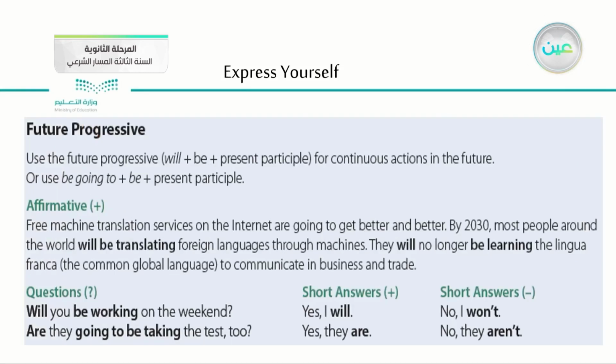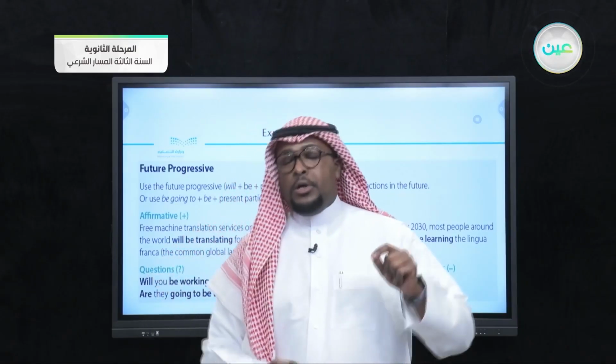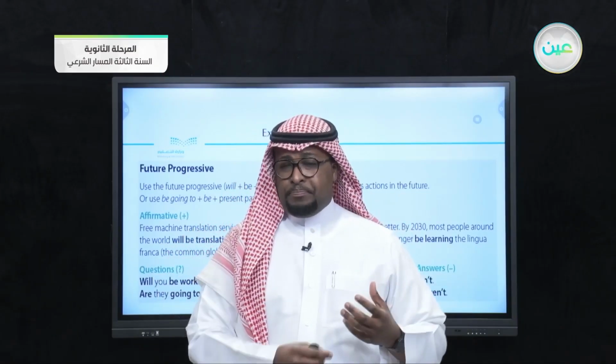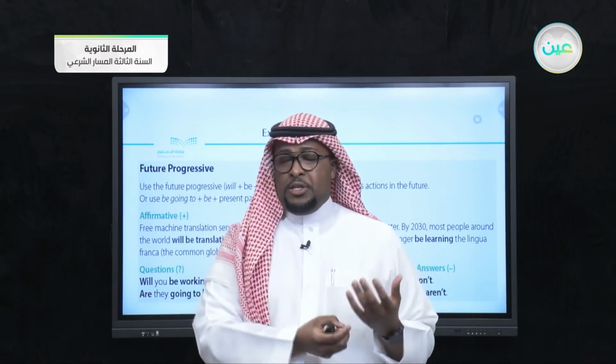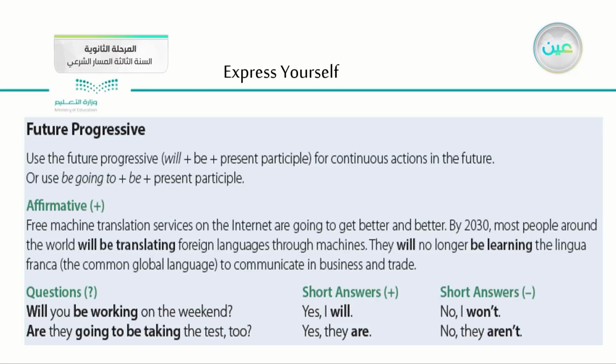Of course, here we have what we call future progressive. It's very important, and of course it's one of the most important structures. As you see here, this is the form of this structure: we use the future progressive, will plus be and present participle. If you still remember, guys, we discussed this in one of our previous lessons, which is the present participle, okay, we discussed this. So here it's linked with the future. And of course, it's the same with going to plus be and present participle.